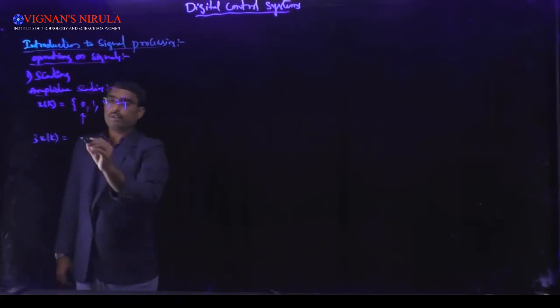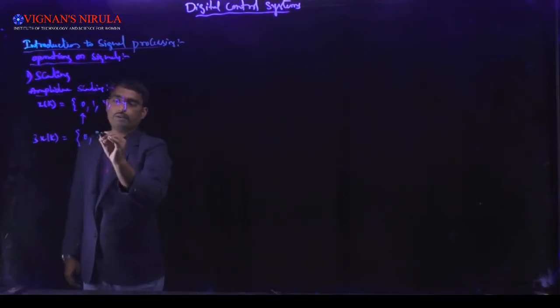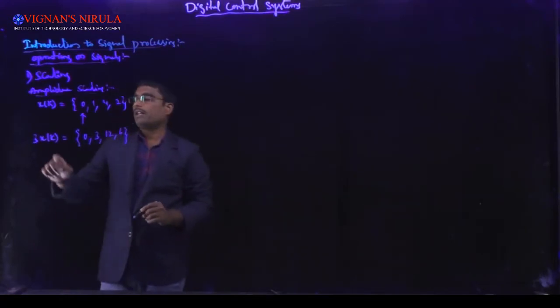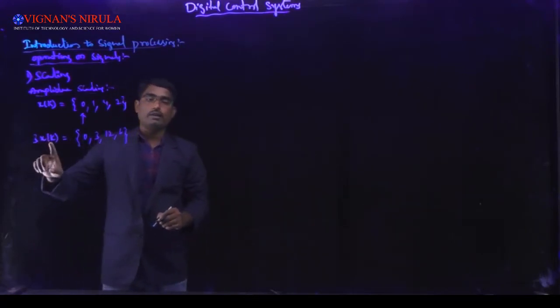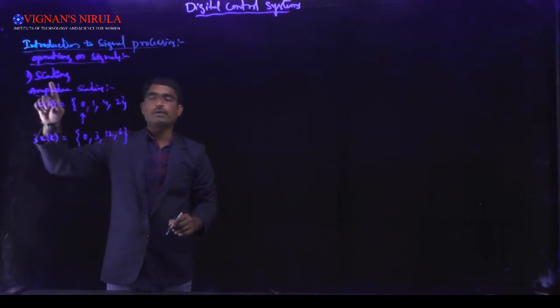Then 3 into x of k signal will be like this here. Amplitude will be multiplied. Amplitude means 3 into 0, 0, 3 into 1, 3, 3 into 4, 12, 3 into 2, 6. So here the amplitude is being multiplied, 3 into x of k. At every instant amplitude is being multiplied by 3. So this is said to be amplitude multiplication, means amplitude scaling.